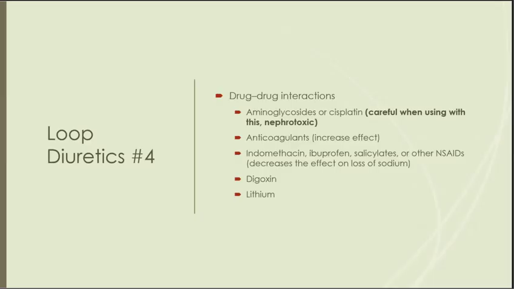Think of the five major interactions with loop diuretics. Aminoglycosides with cisplatin increase kidney and hearing toxicity. Anticoagulants increase bleeding risk. NSAIDs decrease diuretic effects. Digoxin toxicity because it drops the potassium. Lithium because it elevates the lithium toxicity. You already know, I don't know why I keep telling you this, but monitor potassium, kidney function, hearing changes, digoxin levels, lithium levels, and signs of bleeding.